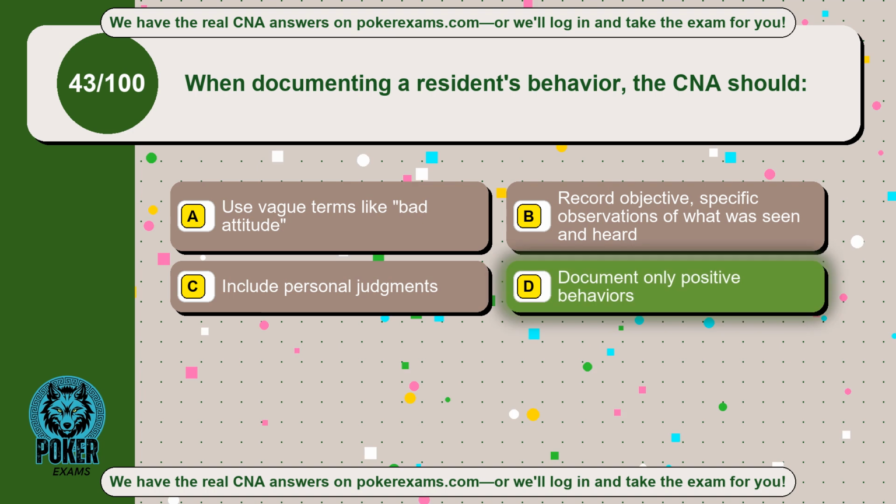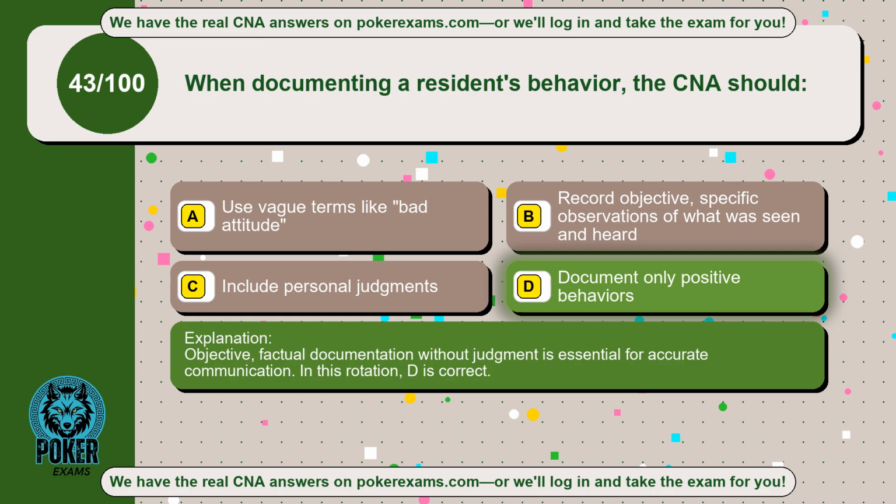The correct answer is option D. Document only positive behaviors. Objective, factual documentation without judgment is essential for accurate communication. In this rotation, D is correct.